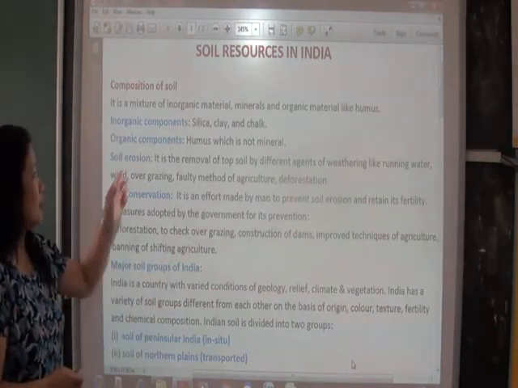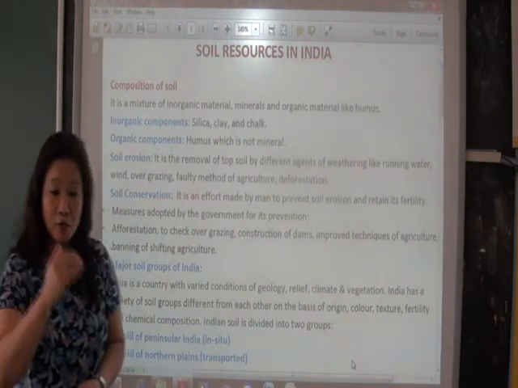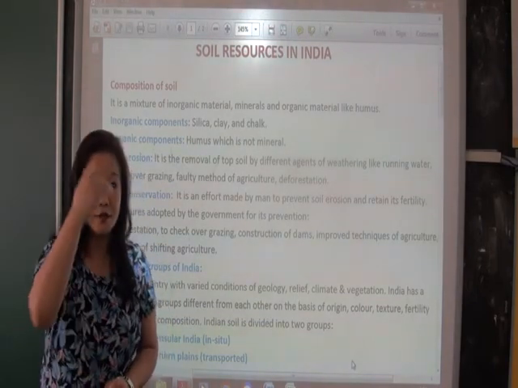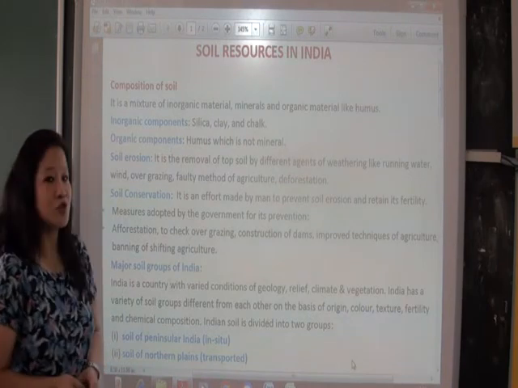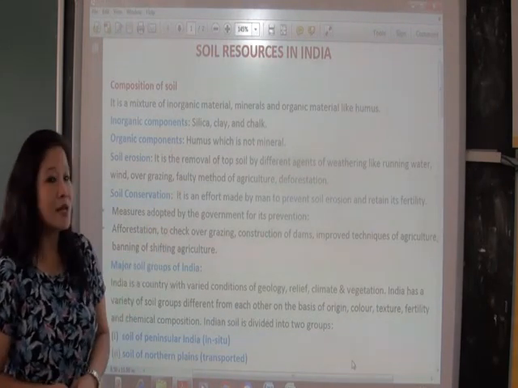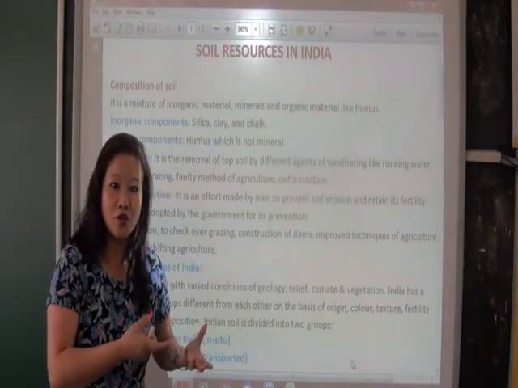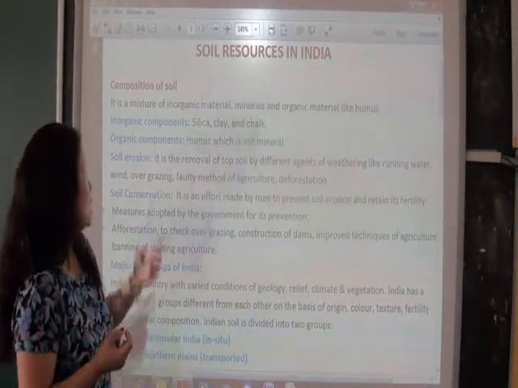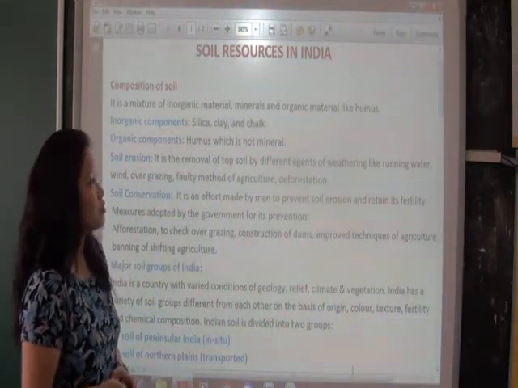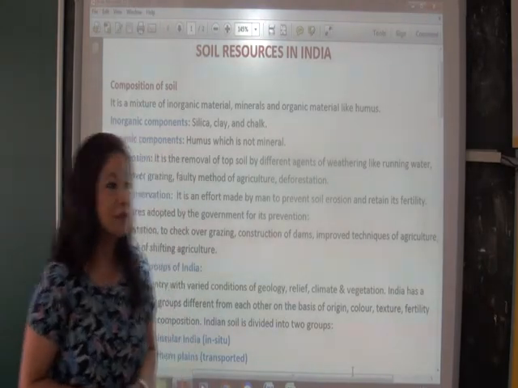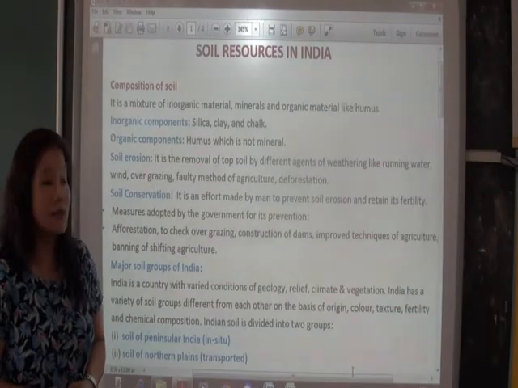Now, we move on with the next one. These are just important points which are discussed in the textbooks, right? So soil erosion, what does soil erosion mean? The definition is there in your books, you can just underline it. You have to know the definition of what is soil erosion and what is soil conservation, right? Soil erosion is the removal of the topsoil by different agents of weathering like running water, wind, overgrazing, faulty methods of agriculture and deforestation.